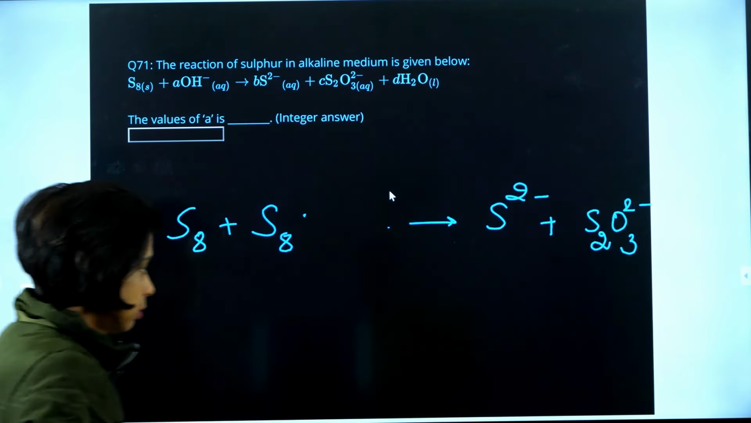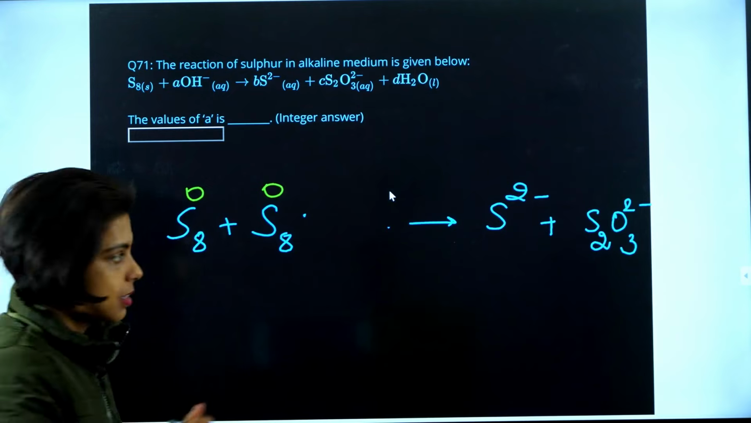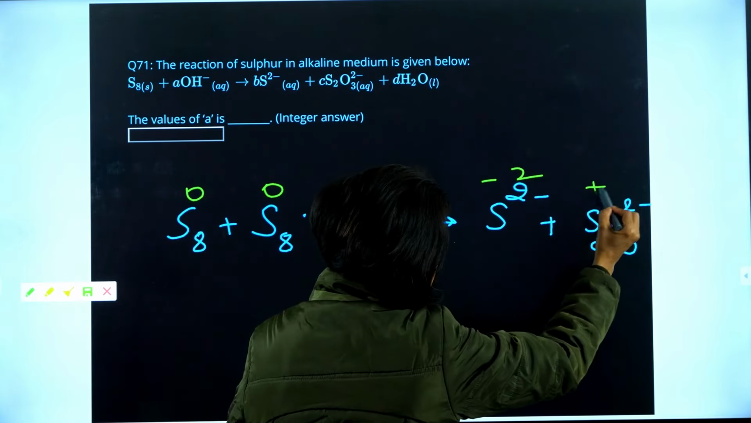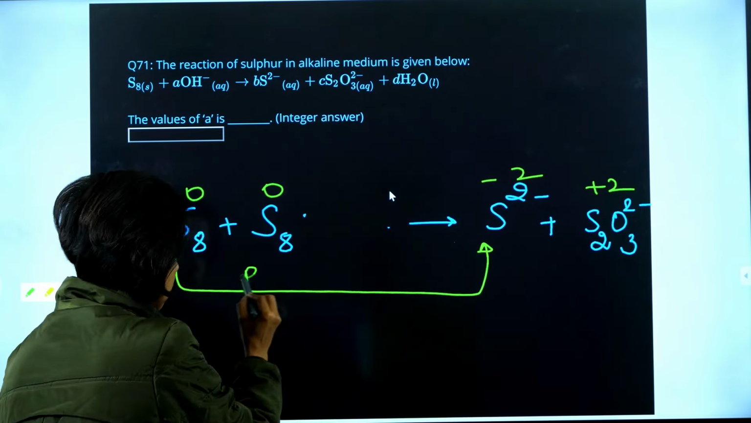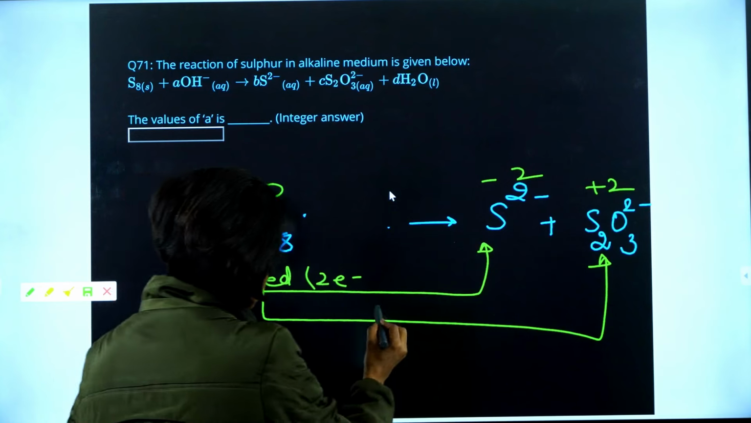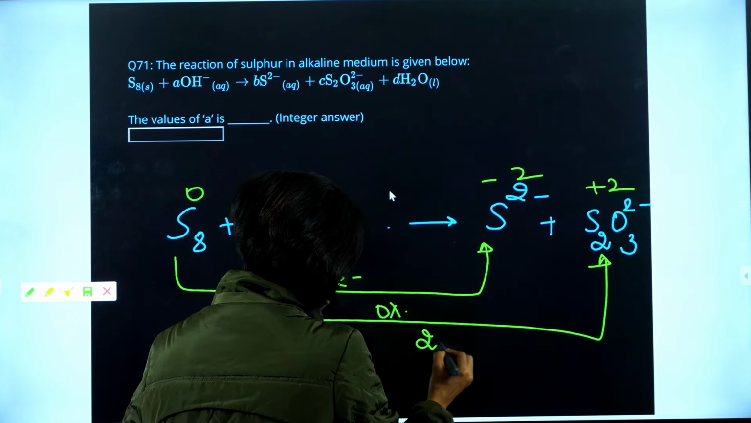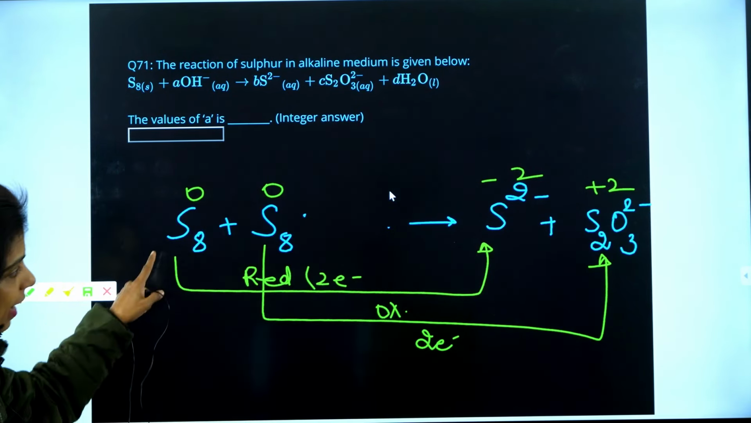So the oxidation state of 0, 0. I have written S8 because it is disproportionating twice for balancing. -2 and +2. Sulfur oxidation. So 0 to -2, reduction, 2 electron. 0 to +2, oxidation, 2 electron. Right? Now here we have S8.